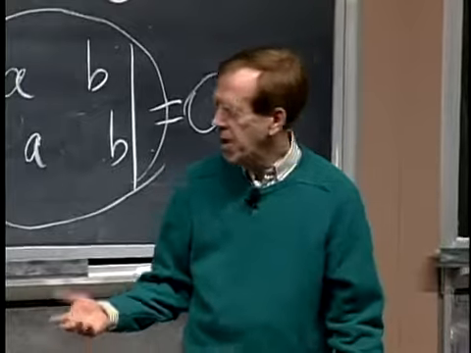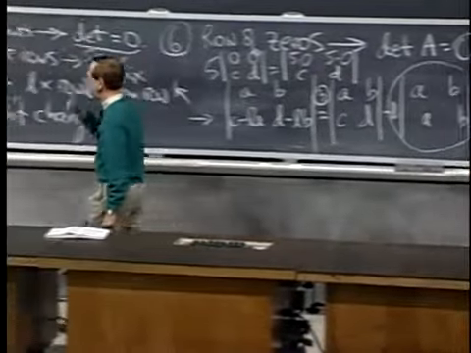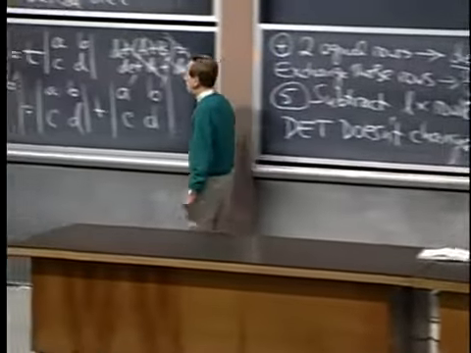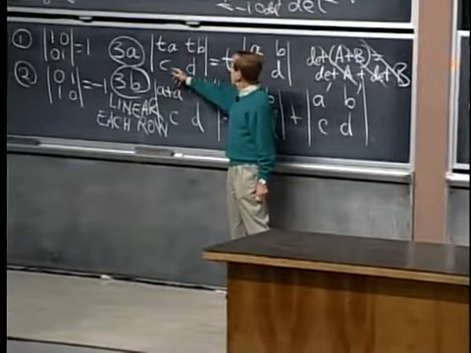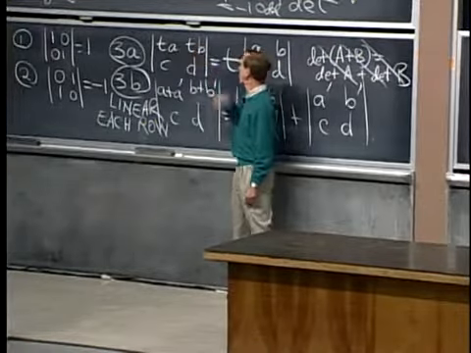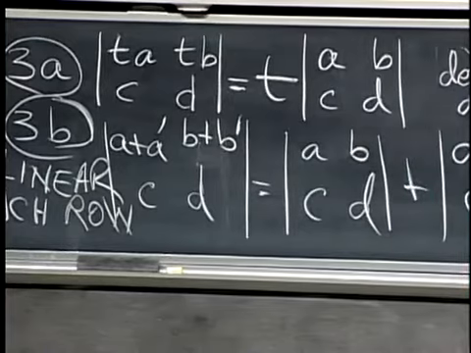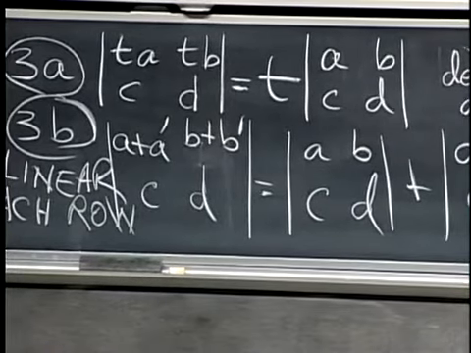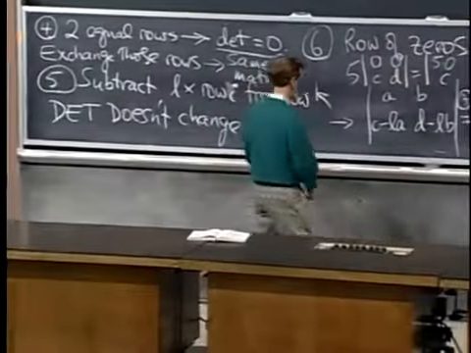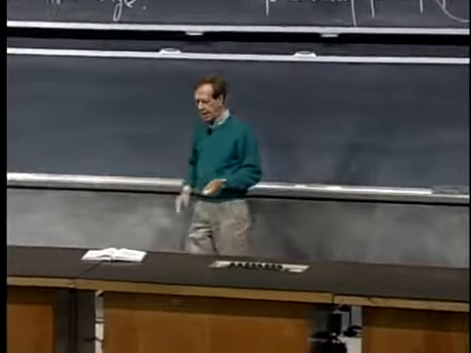If t is 0 in Rule 3b, can I bring the camera back to Rule 3b? Sorry. If t is 0, then I have a 0, 0 there, and the determinant is 0. Okay. One way or another, a row of zeros means 0 determinant. Okay. Now I have to get serious.